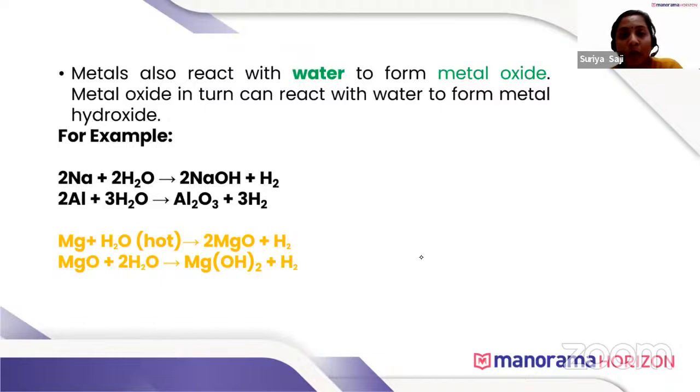When metals react with oxygen, we get metal oxide. In addition, if metal reacts with water, we get metal oxide. So at that time a specialty is there. This metal oxide can again react with water to form metal hydroxide. We can see this in the example of sodium. Sodium reacts with water and directly gives hydroxide because sodium is highly reactive.